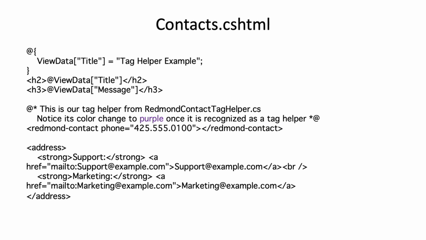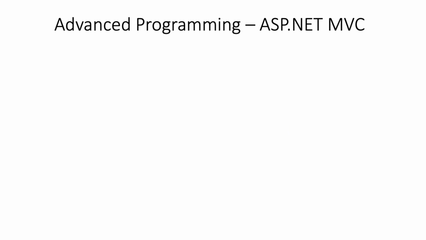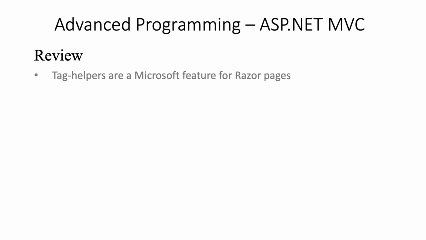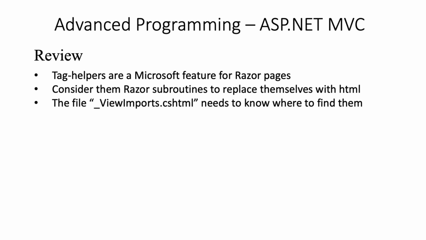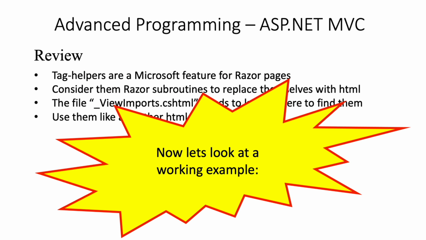And then we just finish up the rest of our HTML with other information that shows up on the bottom of the page. Just to review, that's all it is. So, review. Tag helpers are a Microsoft feature for Razor pages. Consider them Razor subroutines that replace themselves with HTML. The file _ViewImports needs to know where to find them. Use them like any other HTML tag. Now, let's look at a working example.